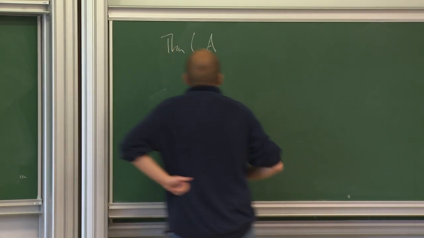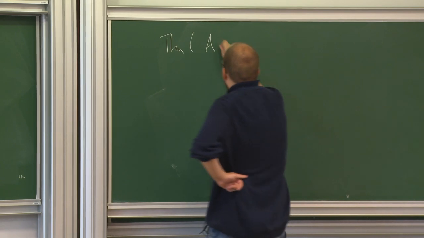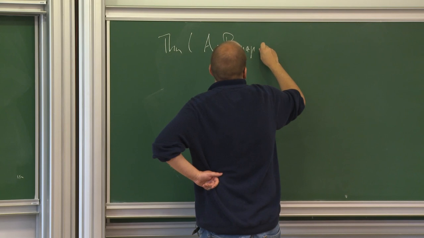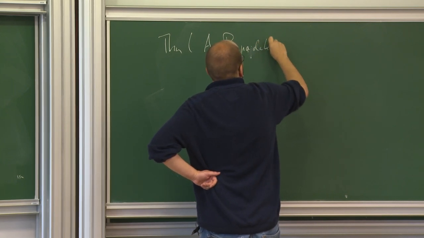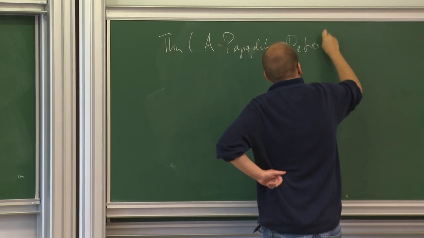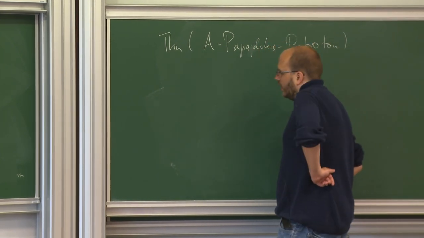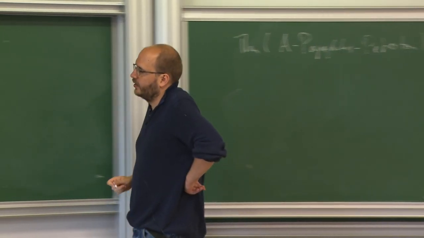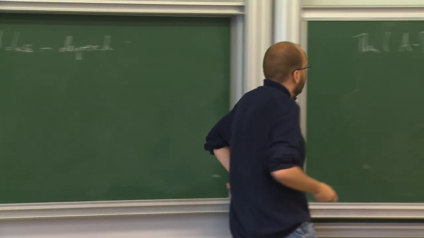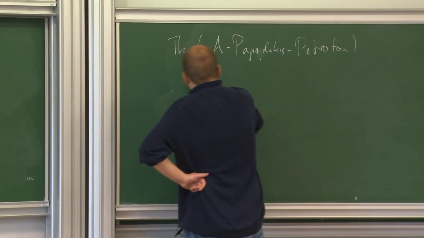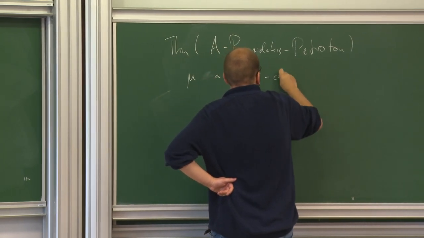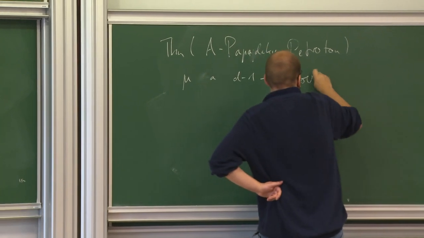This is joint work with Stavros Papadakis and Vasili Kepetrotou. And for this, I will not just say a generic element, so I will be a little more specific. So mu, a D minus one cycle over K, arbitrary.